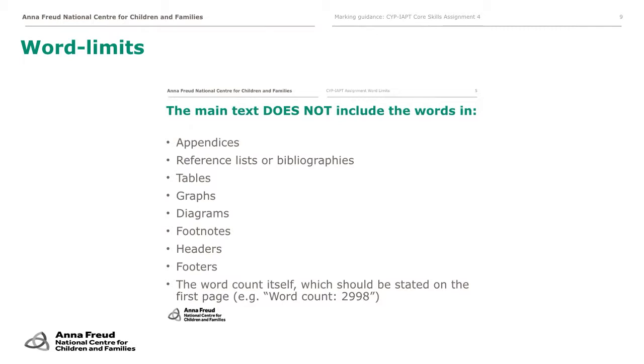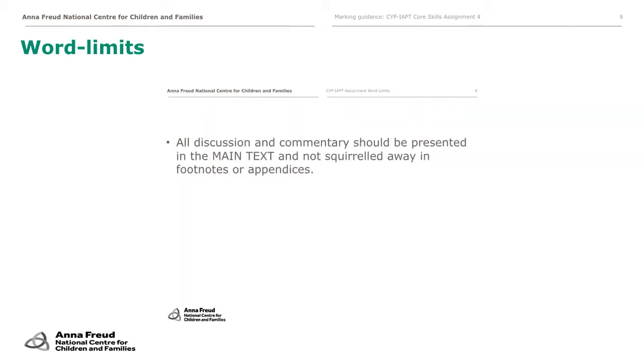The main text does not include the words included in the appendices, the reference lists or bibliographies, tables, graphs, diagrams, footnotes, headers, footers, and the bit right at the beginning that says the word count is whatever it is. Now, all discussion and commentary should be presented in the main text and not squirreled away in the footnotes or appendices.